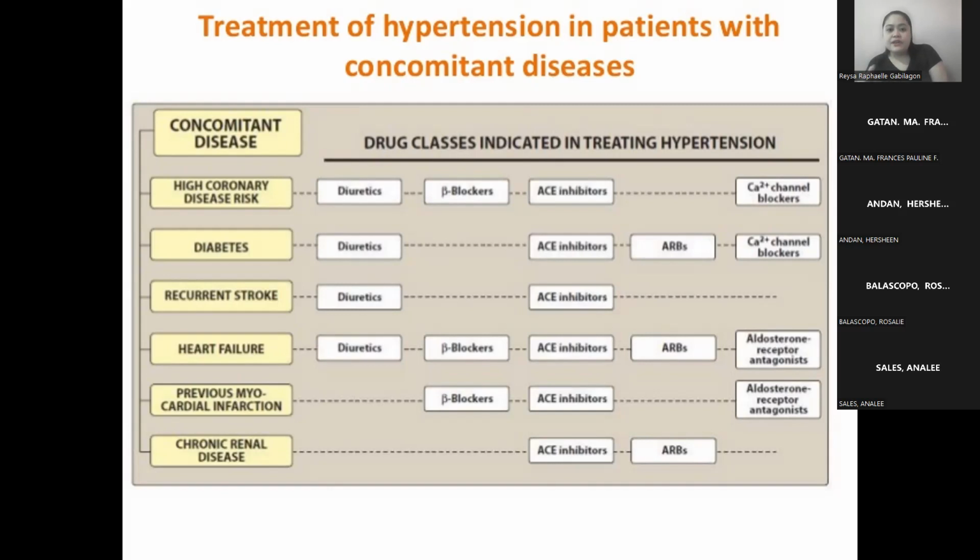And then for recurrent stroke, nagka-stroke siya, tapos nag-survive, nag-stroke na naman, that's recurrent stroke. So what are we giving to the patients? We have diuretics and at the same time, ACE inhibitors. Therefore, the mainstay here are the ACE inhibitors. Okay, kung nakikita nyo, lahat ng condition dyan, pwedeng ibigay si ACE inhibitors. For patients with heart failure, kompleto yan, except calcium channel blockers. Kasi instead of calcium channel blockers, we are going to give the patient aldosterone receptor antagonists.